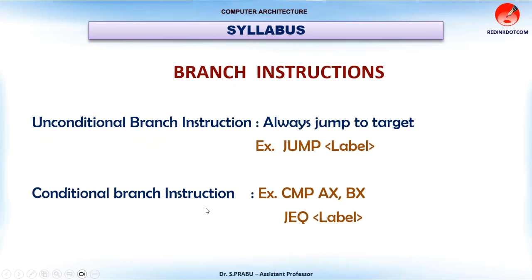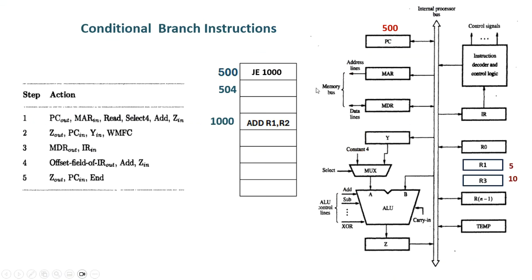In the case of a conditional branch instruction, let's take the example instruction JE, that means jump equal to the 1000 location. So it checks the condition. If it is true, then it moves the execution to the 1000th location. If the condition is false, it executes the instruction present in the 504 location. So for that, we have to make some changes in this step. So this statement can be used here. When you complete these 3 steps, you get the changes like this. Now you find the offset value.